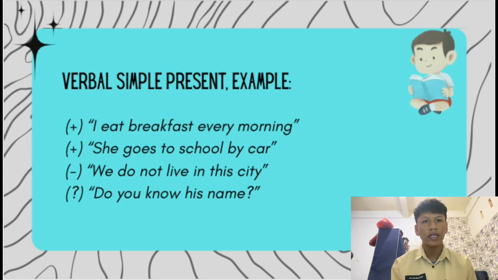The first one is a positive sentence. I eat breakfast every morning. I is the subject, eat is verb 1, and breakfast every morning is the object. The next is, she goes to school by car. She is the subject, goes is verb 1, to school by car is the object. The next is a negative sentence. We do not live in the city. We is the subject, do is do, not is not, live in the city is the object. The next is, do you know his name? Do is do, you is the subject, know his name is verb 1.